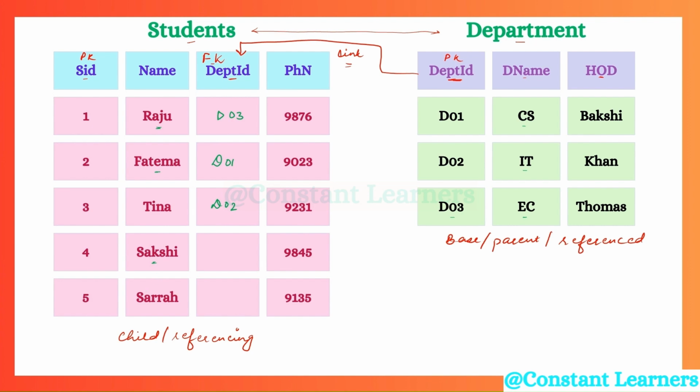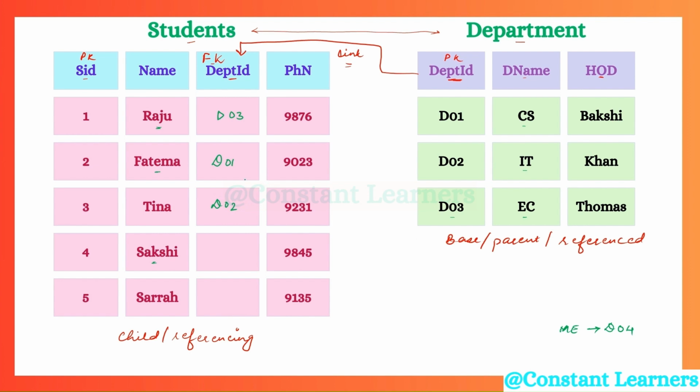She doesn't want to take CS, IT or EC. She wants to go for mechanical engineering. Alright. And the college is still thinking about adding a new department, which is mechanical engineering. The department ID for that would be D04. It has not yet been added. They are just thinking about it, right? It has not been added in this table here. D04 has not been added in this table here, right?